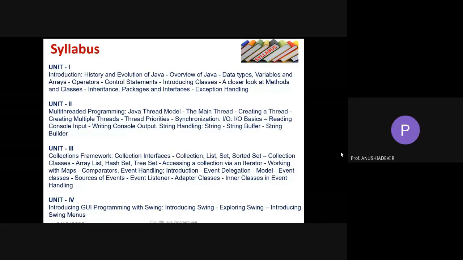Yes, ma'am. Okay, ma'am. So in the first unit, we're going to learn what the concepts mean, data types, variables, arrays, classes, inheritance, package, interface, and exception handling. In the second unit, we're going to learn about multi-threaded programming, string handling, and then IO operations. In the third unit, we're going to learn the collection framework, and then the event handling mechanism. And in the fourth unit, we're going to learn about Swing.